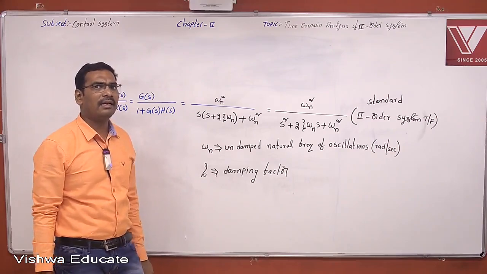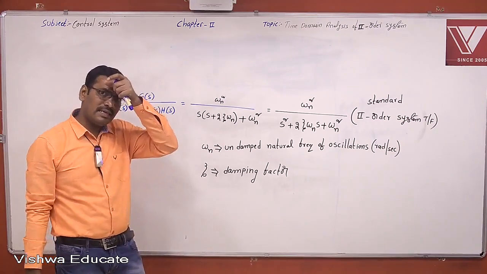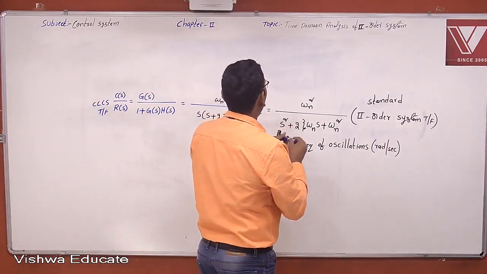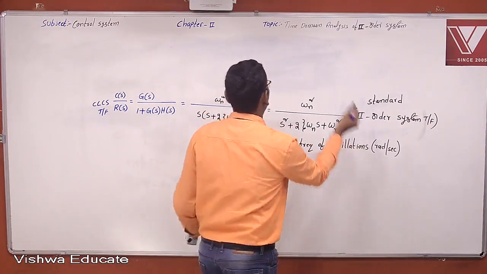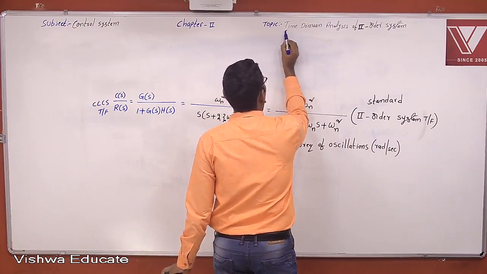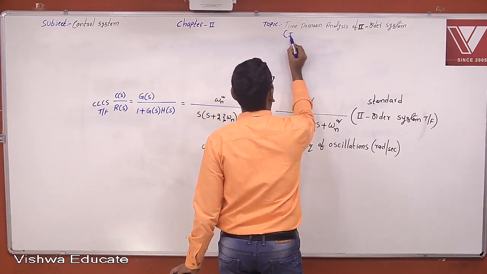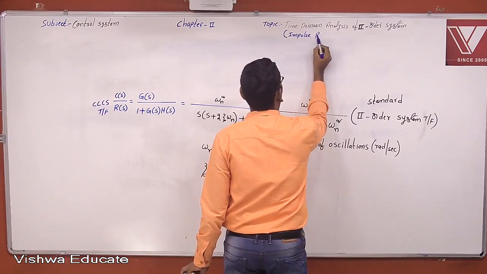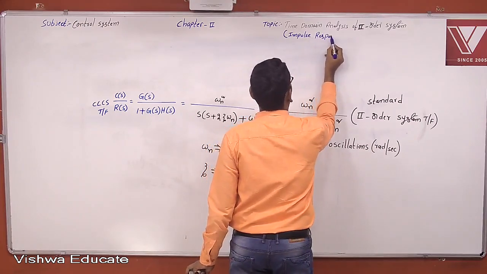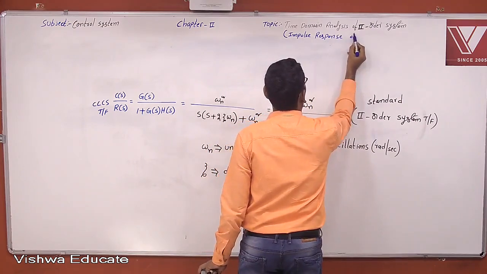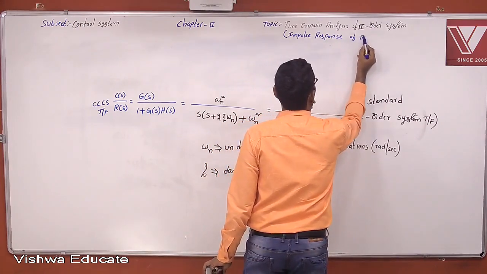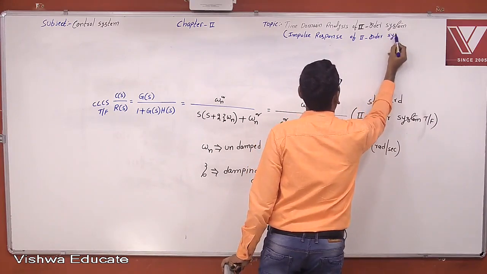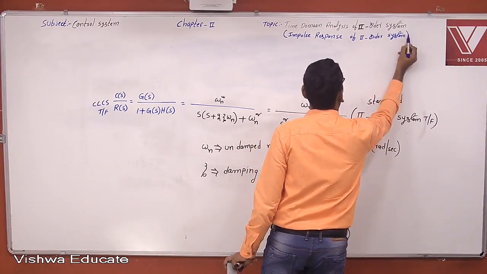What is the theoretical analysis? The theoretical analysis is the analysis after applying the impulse input. So this is the time domain analysis of the second order system. Under that, we will see the impulse response. Now we will see the impulse response of this second order system.